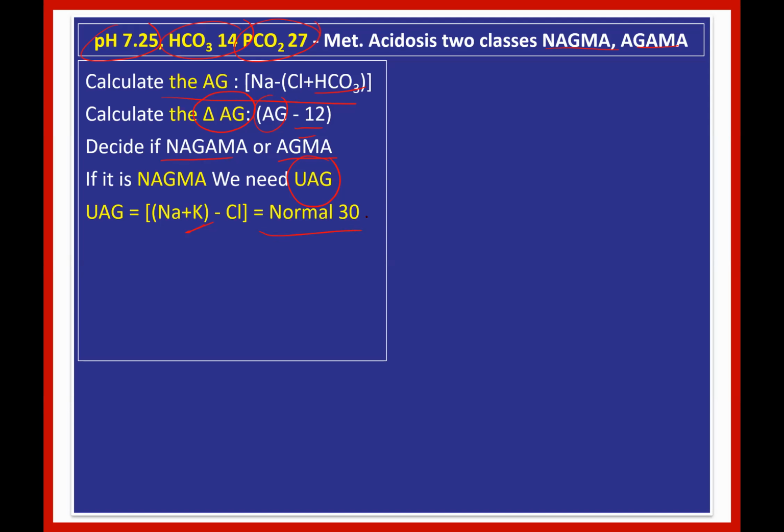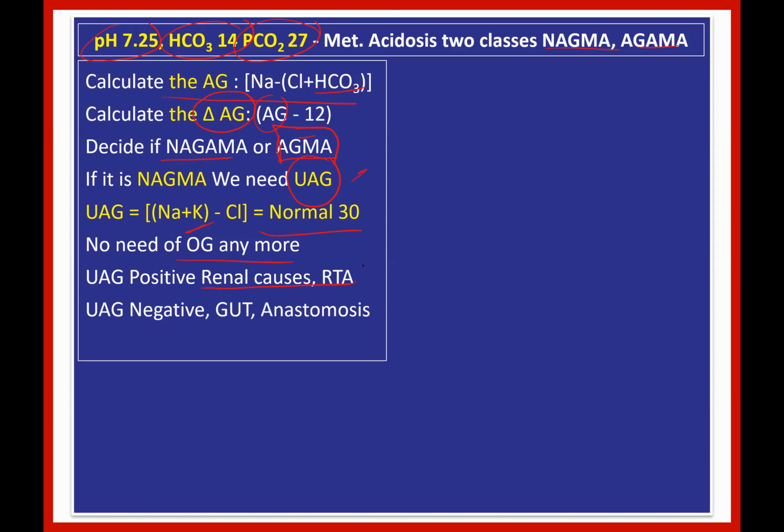If it is positive, then we are dealing with renal tubular acidosis. There is no need of any osmotic gap here. The osmotic gap is required only when we are dealing with the AGMA component, not with the NAGMA component. For NAGMA, we require the urine anion gap. If the urine anion gap is positive, the causes are renal, like renal tubular acidosis. If it is negative, it is the gut, or ureterosigmoid anastomosis, pancreatic fistula, and things like that.